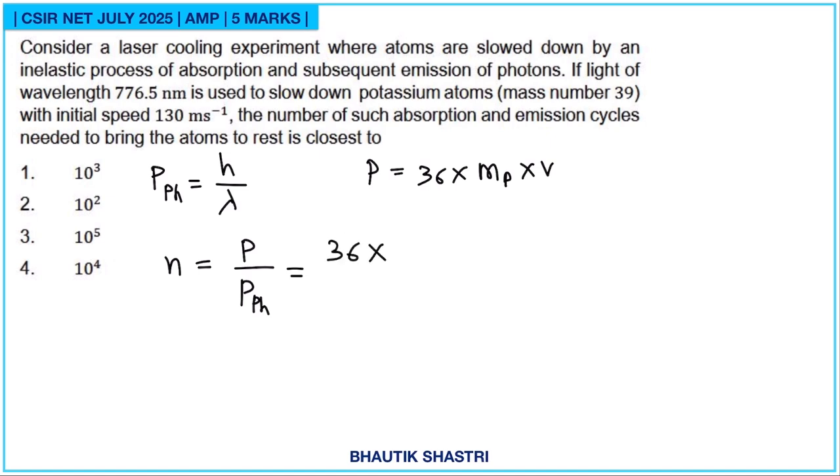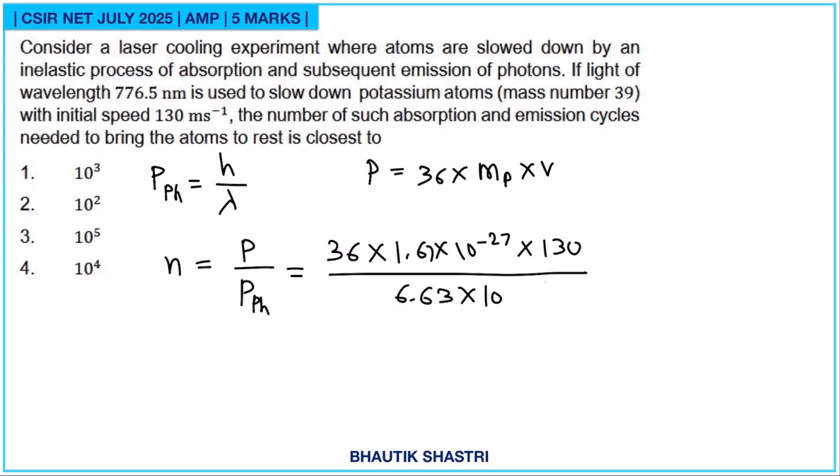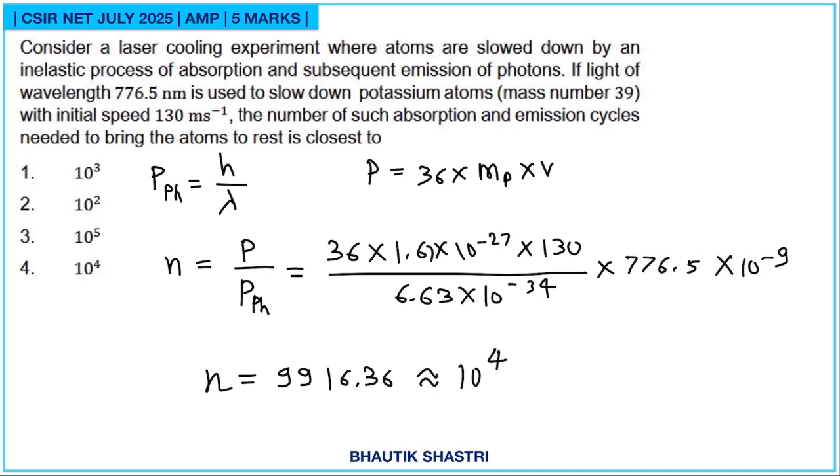So that is 39 into 1.67 into 10 to the power minus 27 into velocity, 130, upon, we have p is equal to 6.63 into 10 to the power minus 34 into lambda, which is 776.5 into 10 to the power minus 9. So from here n will be 9916.36, which is roughly 10 to the power 4. So here option 4 is correct.